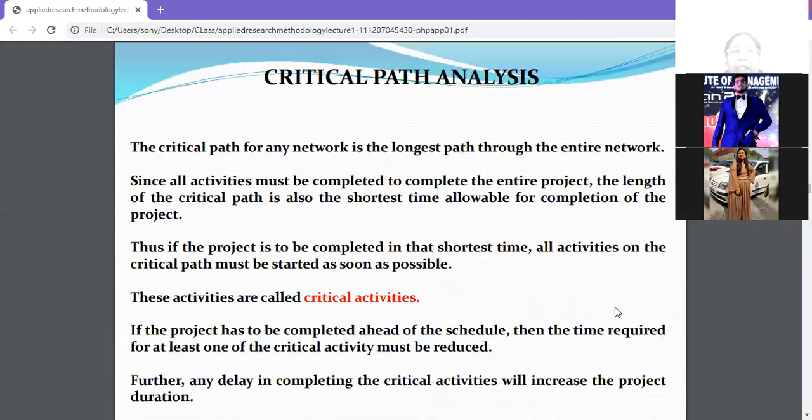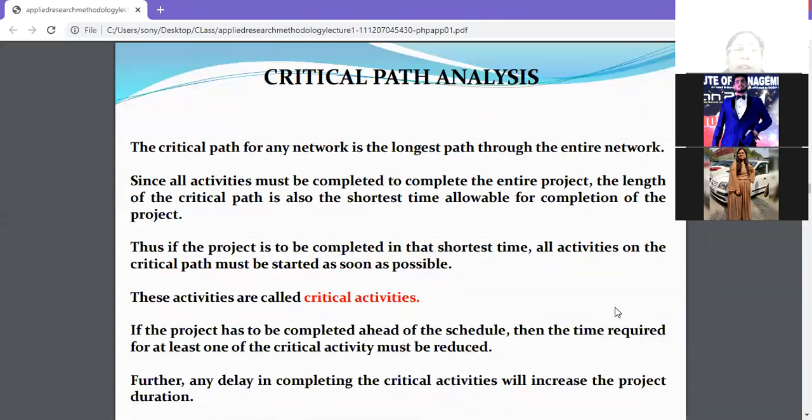Now let's understand critical path analysis today. Okay, critical path means the path which is the most important path in any kind of network. Suppose you come to college every day. You take a path which you take every day. So there is something which is very important to you, why you take that path every day, and it is the longest path through the entire network. It may be something which is very important there, so you take that path every day. Okay, so that is called critical path.